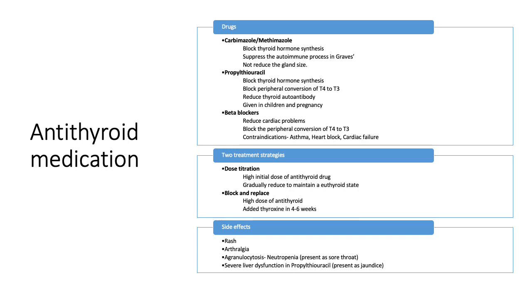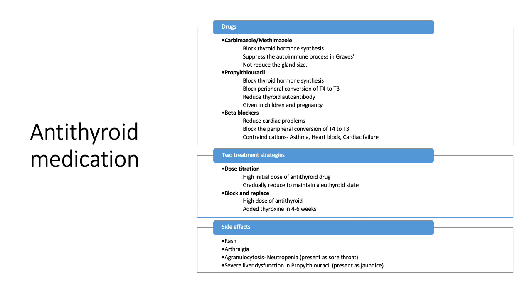There are two treatment strategies to use antithyroid medications, especially in Graves' disease. They are dose titration and block and replace treatment. In dose titration, a high dose of antithyroid drugs is initiated and gradually reduced until the euthyroid state is achieved. In block and replace treatment strategy, the high dose of antithyroid drugs is started and then thyroxine is added in 4 to 6 weeks' time.